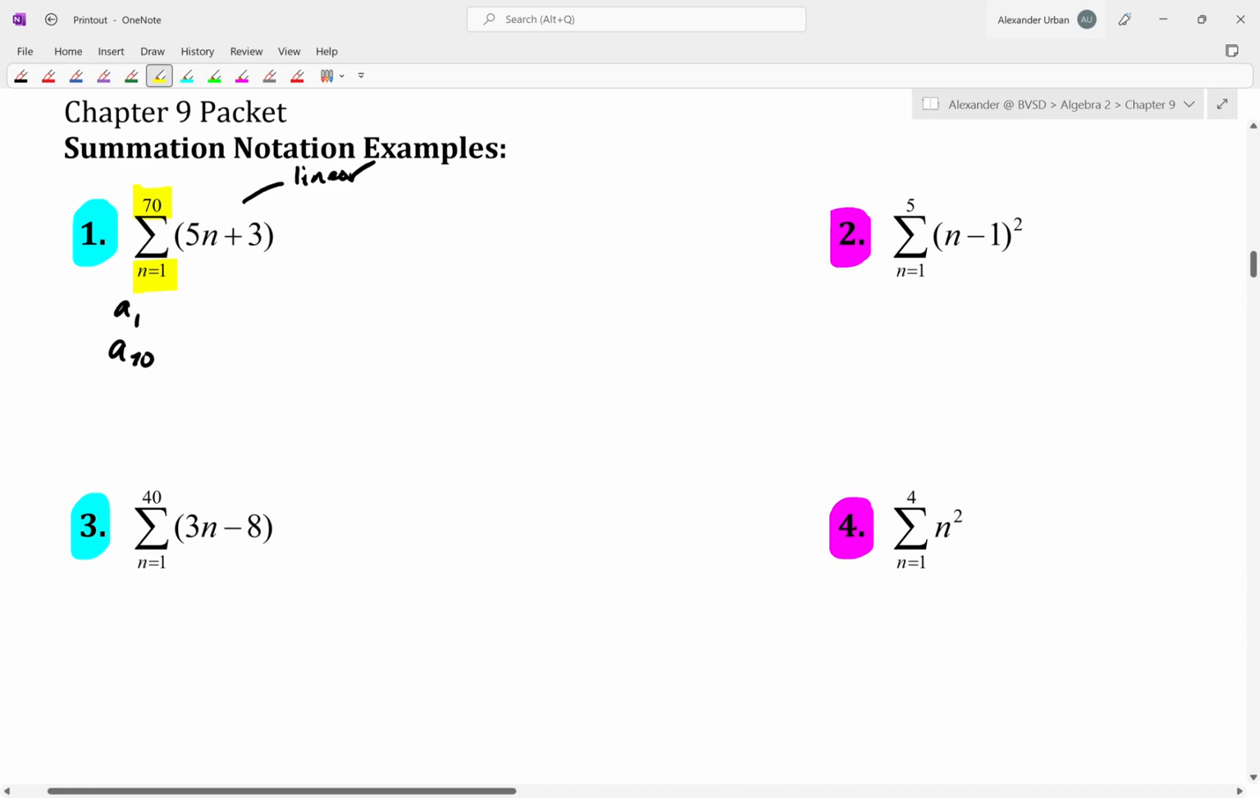From there, that's all we'll need to do because we'll be able to use our summation formula. So in this one here, this is going to be equal to S of 70, which is going to be 70 over 2, and then we just need to know our first and our last terms. So our first term here, we just plug in 1. So this is 5 times 1 plus 3. That's going to get us 8. Okay, that goes here. And then our last term is 70, so it's 5 times 70 plus 3, which is 350 plus 3 is 353.